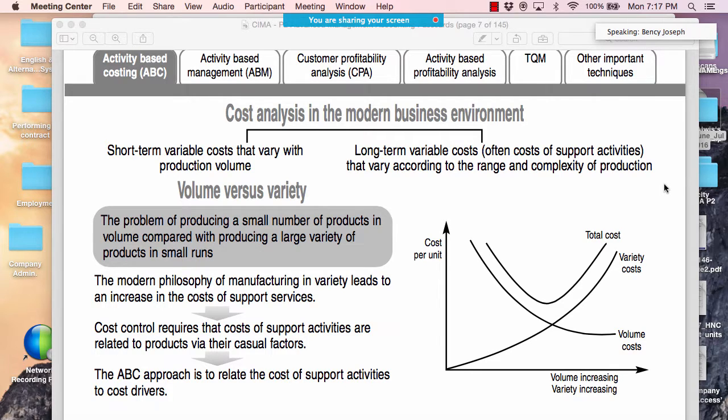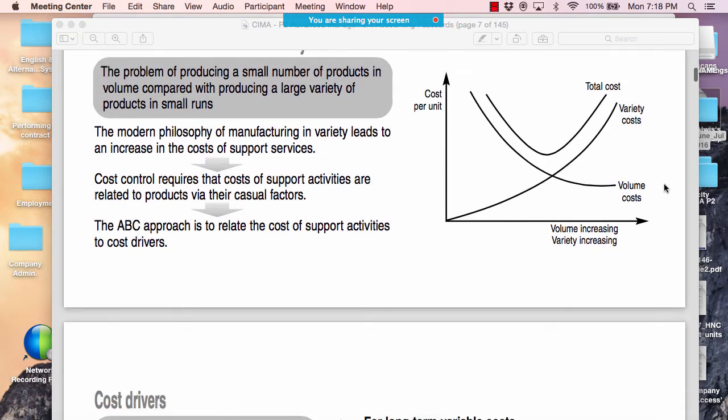Up to a certain point, yeah, and then it goes up again. Is that because of step costs? Yeah, you get step-up costs as well. So short-term variable costs vary with production volumes, but long-term variable costs often support activities that vary according to the range and complexity of the production. Sometimes, when I increase more than a certain percentage, I need to go for a step up. That's what happens.